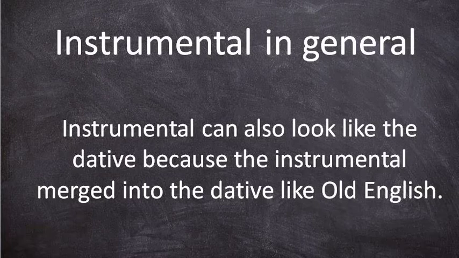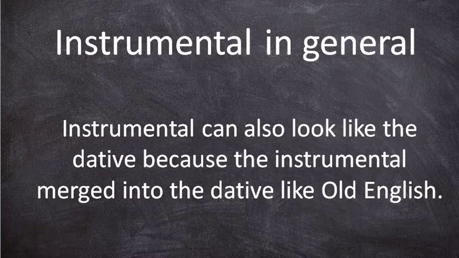The same thing happened with Old English. In Old English, there is the dative, but you can tell already, even in that time, in that language, the instrumental was merging with the dative, and the same thing was happening with the Old High German dialects and whatnot. So, moving on. Here is our first example.